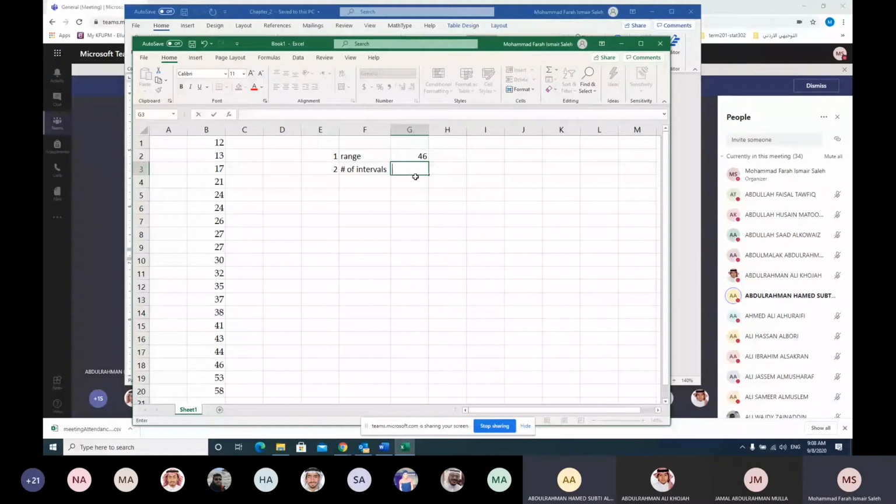The root of 20. Do you have a calculator or not? Come on. Here, Doctor. How much? 4.47. 4.47. The number of intervals should be an integer.